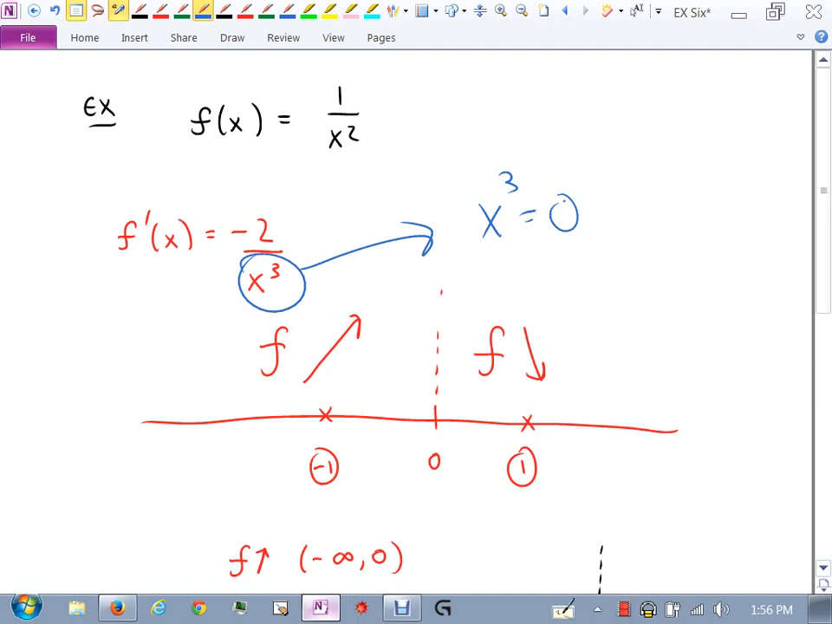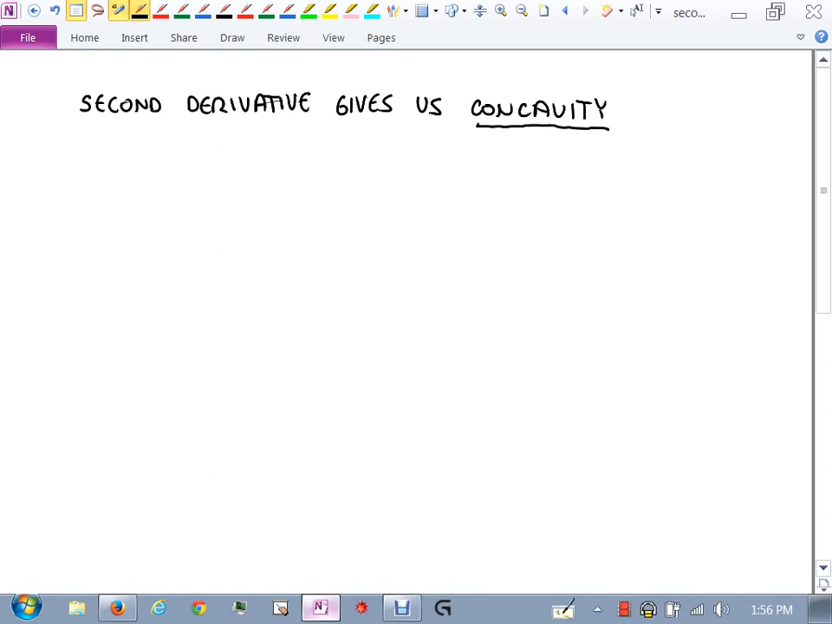All right. Now let's look at the second derivative. Second derivative gives us what's called concavity. The concavity of a function. Remember I talked about concave up as a smile, concave down as a frown? And I need to be clear on that because I think there was a little confusion on it.